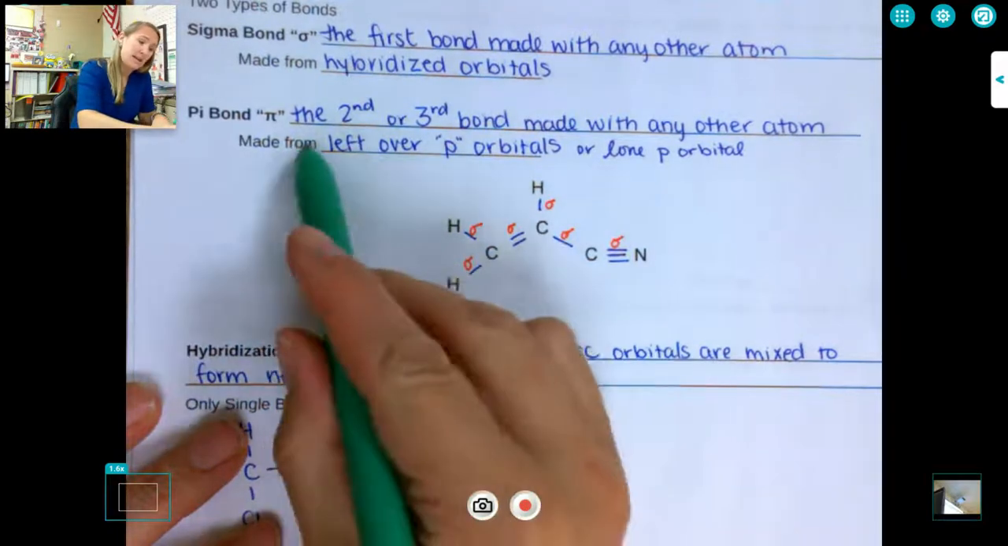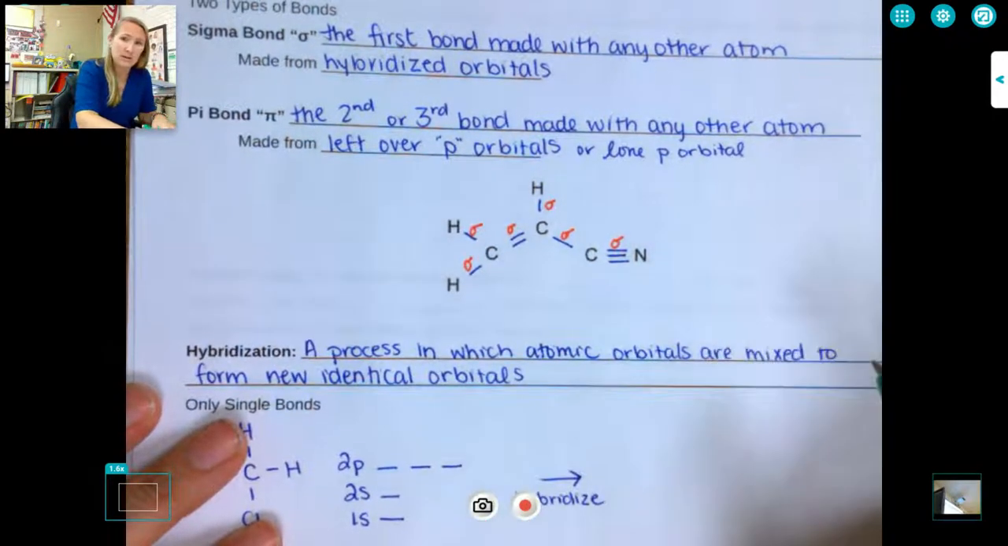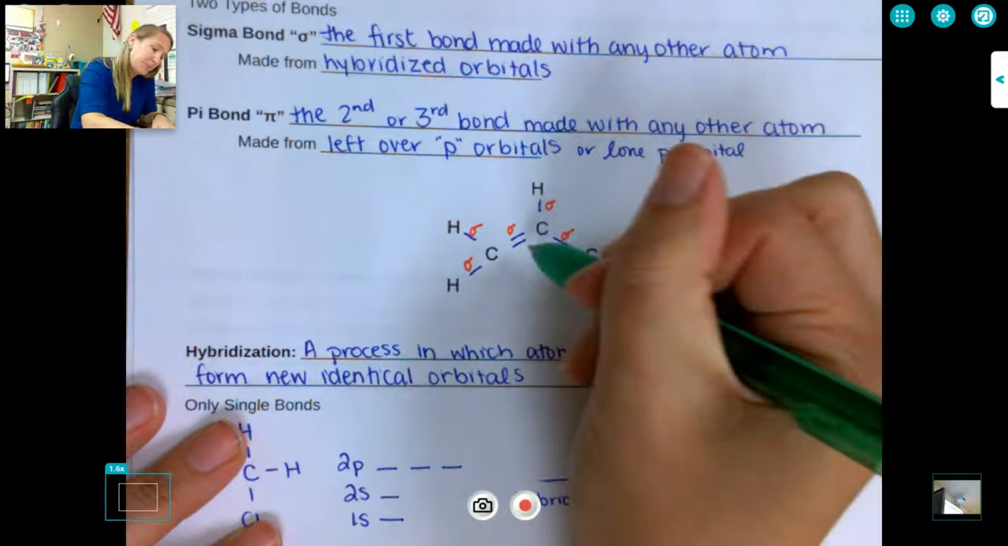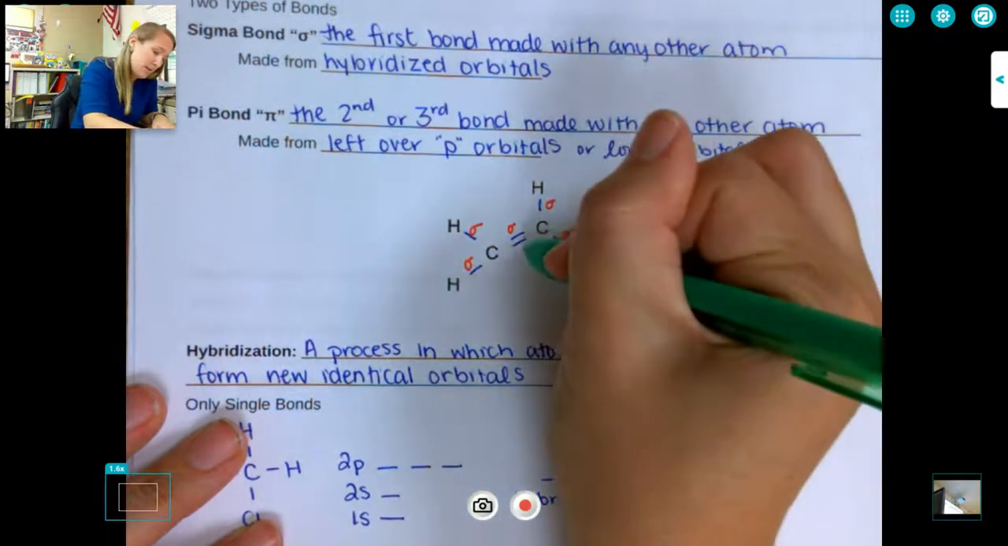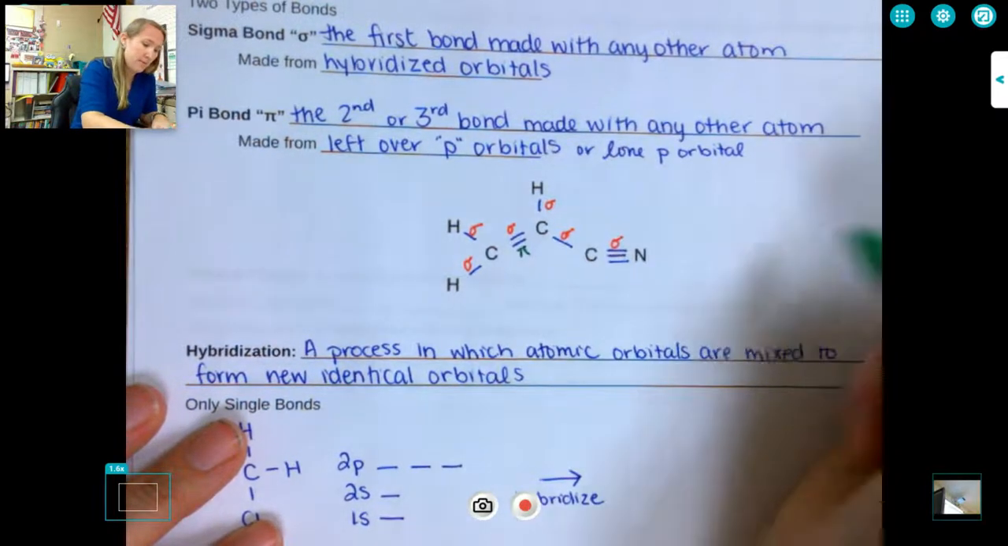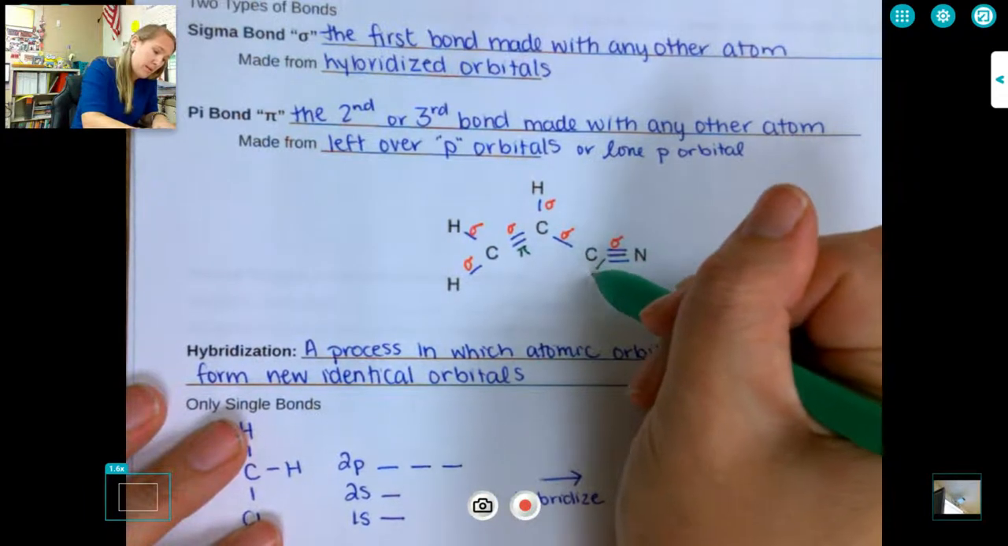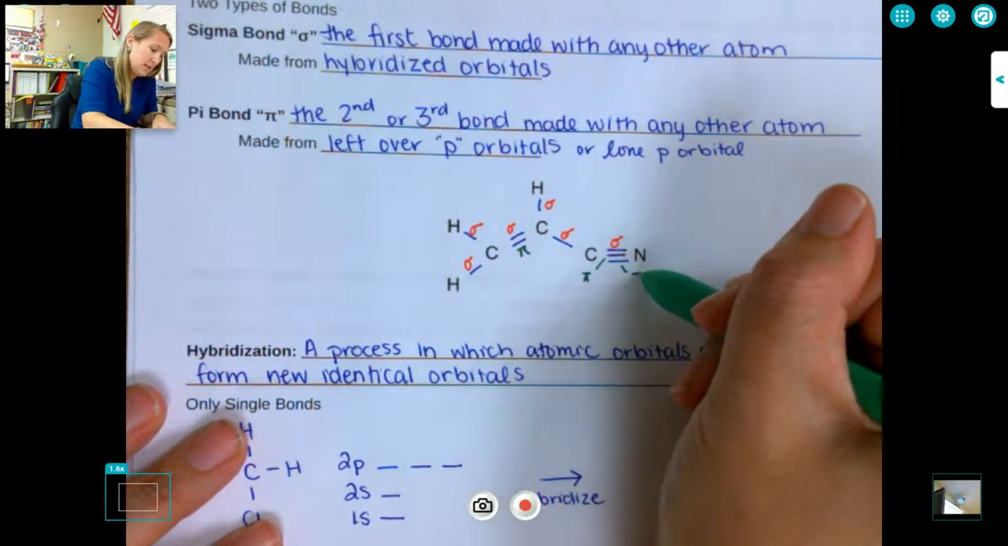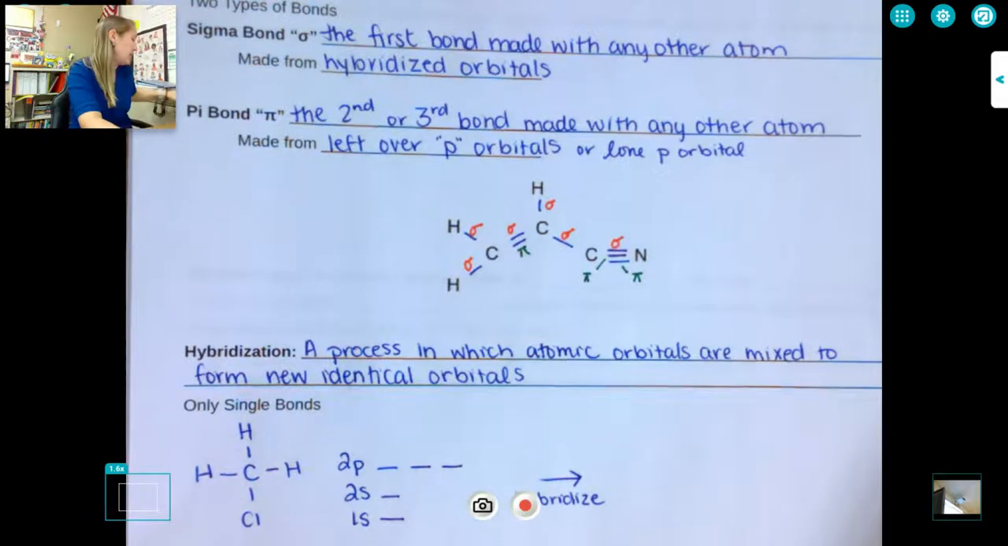Then the second or third bond made between 2 atoms is a pi bond. So this first one was a sigma. This next one is a pi. This first one is a sigma. This one is a pi. And that one is a pi bond.